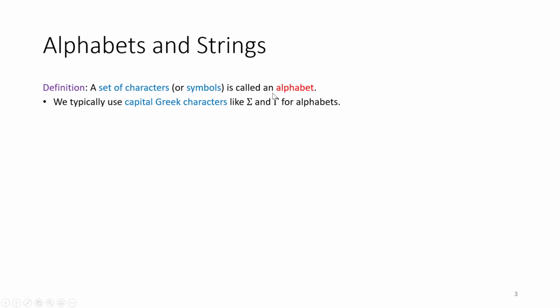It's just like going ABC, sigma, gamma. We're just trying to pick other letters from the Greek alphabet that might represent an alphabet. Okay, so we're using symbols from the Greek alphabet to name other alphabets that we might describe.